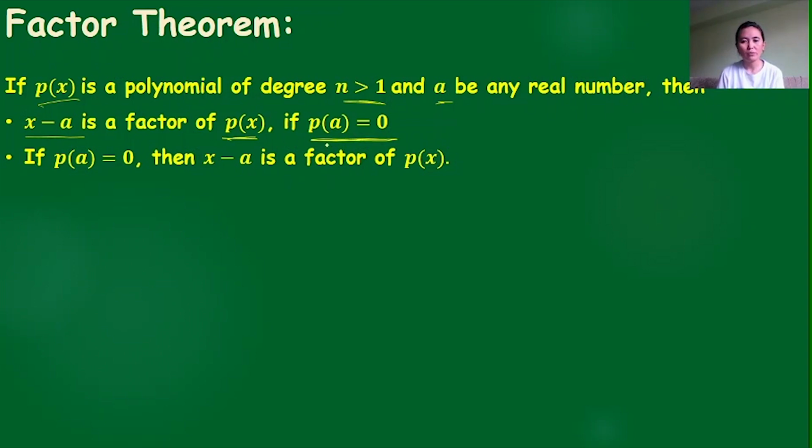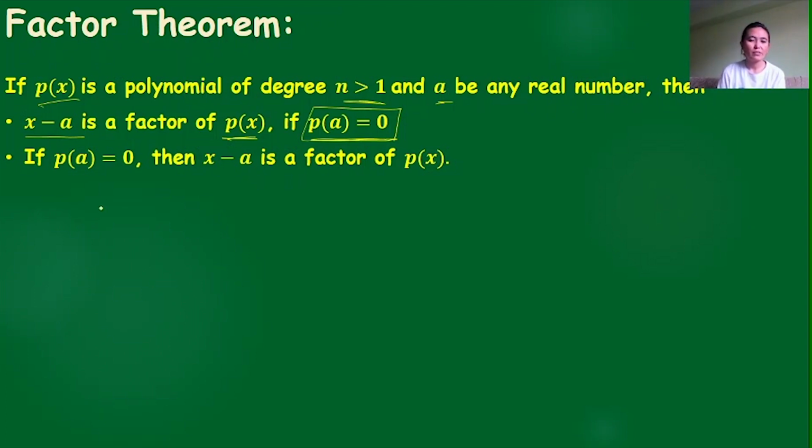Now in the remainder theorem we have already studied that p of a is the remainder when p of x is divided by x minus a. Similarly, if p of a is equal to 0, that means if the remainder is 0, then x minus a is a factor of p of x. So let's try to understand this factor with the help of a simple example.